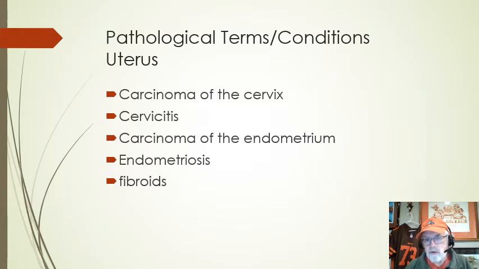So that's what it is. Carcinoma of the endometrium is a uterine cancer that involves the inside wall. Endometriosis is an exceptionally common condition. In fact, somebody in the class may have endometriosis, and usually every class has somebody with endometriosis. The biggest complaint is usually exceptionally painful menses.